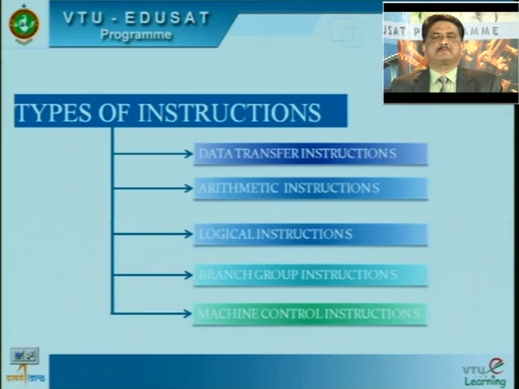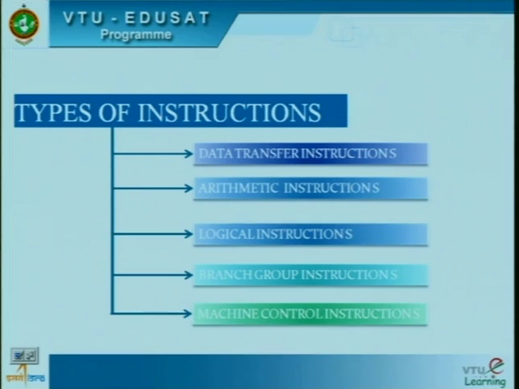What are the different types of instructions supported by 8086? 8086 instructions can be categorized as data transfer instructions, arithmetic instructions, logical instructions, group control instructions or branch group instructions, and machine control instructions. Now, we can categorize our 8086 instructions into 5 different classifications or categories.